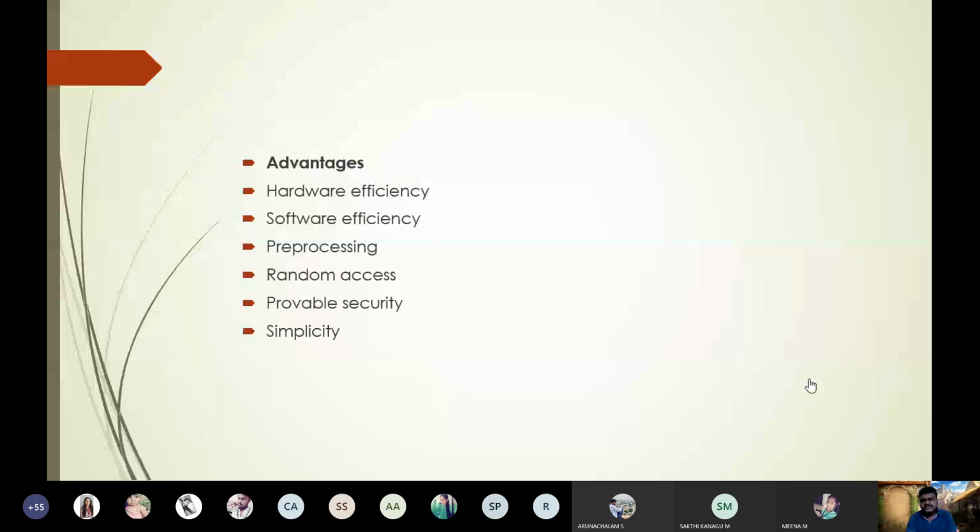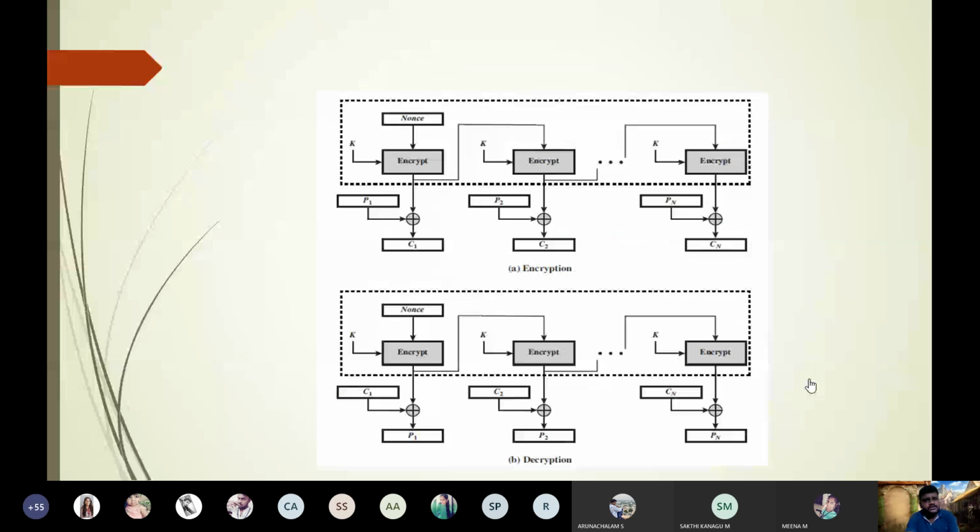After that, we have seen block cipher modes of operation, and there we have five types. What is the first one? Electronic codebook. Second one is cipher block chaining. Third one is cipher feedback. The fourth one is output feedback. And the last one is counter. Okay.